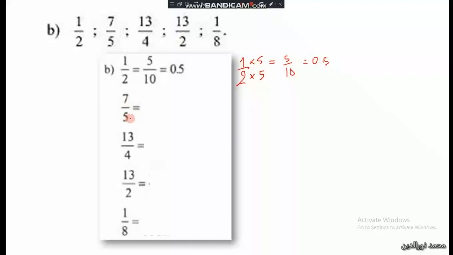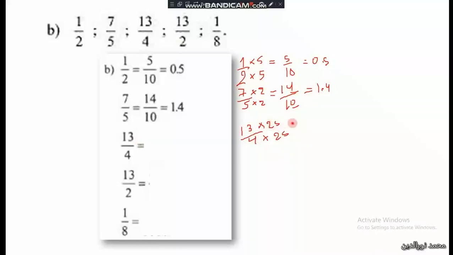And then we write 5 over 10 as a decimal number, which is 0.5. And then we have 7 over 5. So it's clear that we multiply 5 by 2, then we do the same for the numerator. 7 times 2 is 14, 5 times 2 is 10, so one decimal digit, which is the 4, so 1.4. 13 over 4, so 4 is multiplied by 25 to get 100, and then we have over 100, and 13 times 25 is 325, and here we have two zeros, so we have two decimal digits, so the decimal number is 3.25.